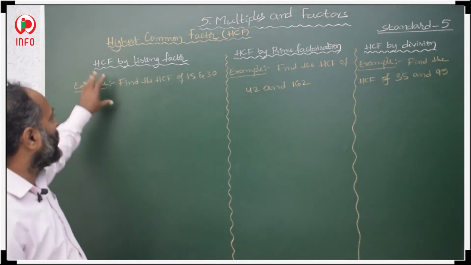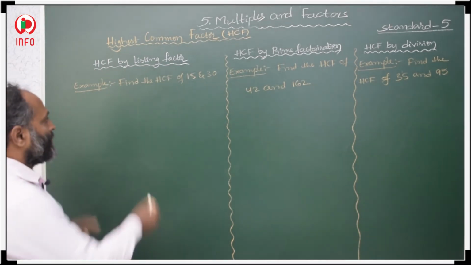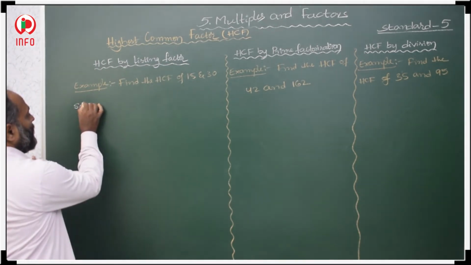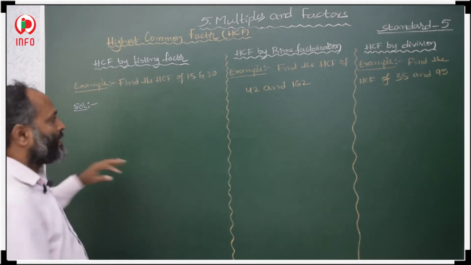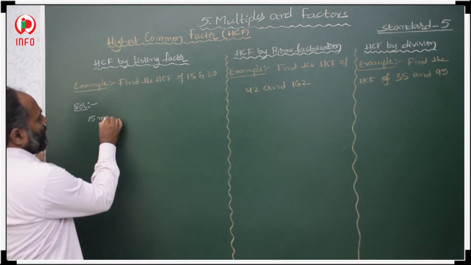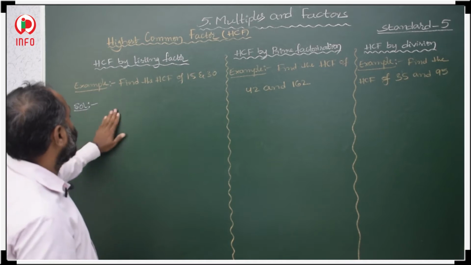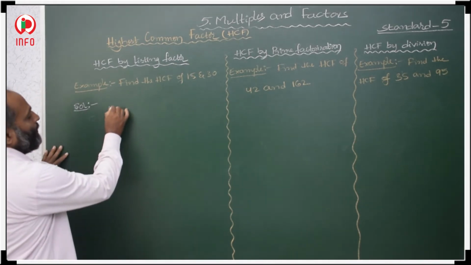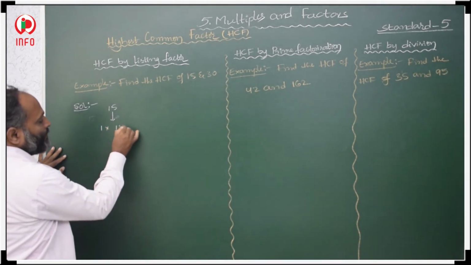Then how to find HCF by using listing factors? Solution. Here we have to find the HCF of 15 and 30. First you have to write the 15 factors. 15 factors: 1 times 15 is 15.